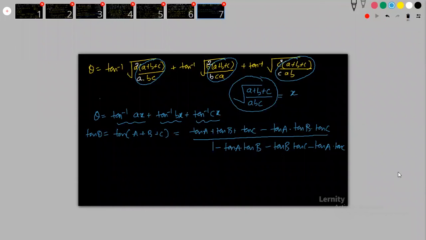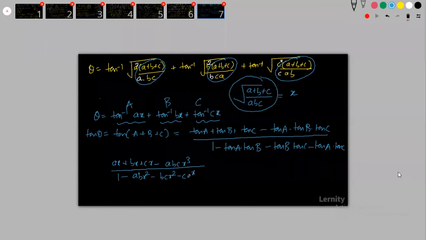Now I'll simply substitute the values. I have taken this as A, this as B, this as C. So tan of A is nothing but AX, so the numerator is AX plus BX plus CX minus ABC X cube, divided by 1 minus ABX square minus BCX square minus CAX square.